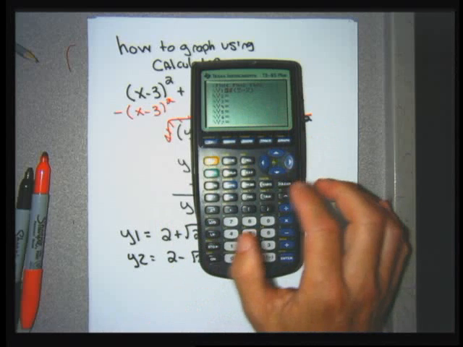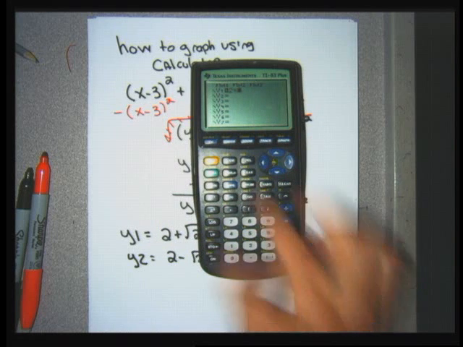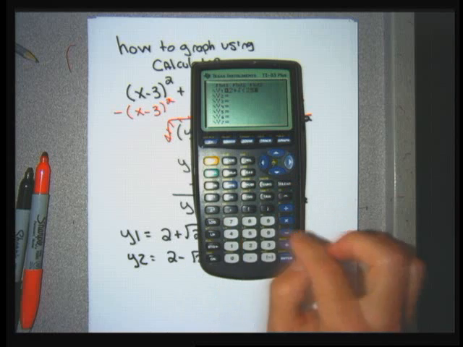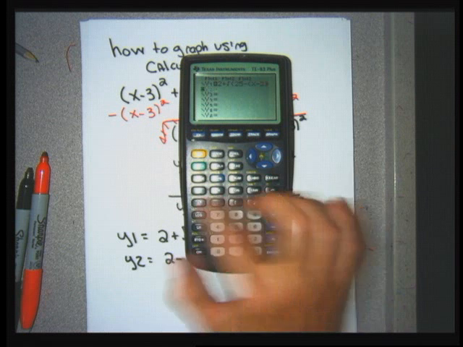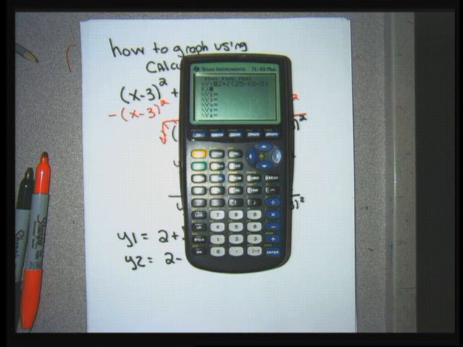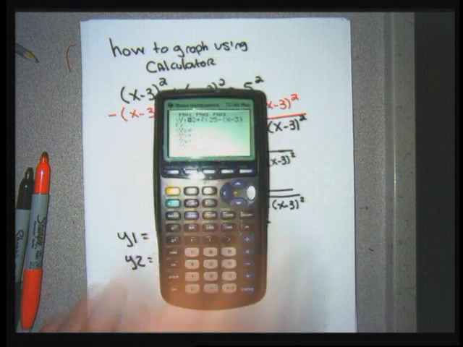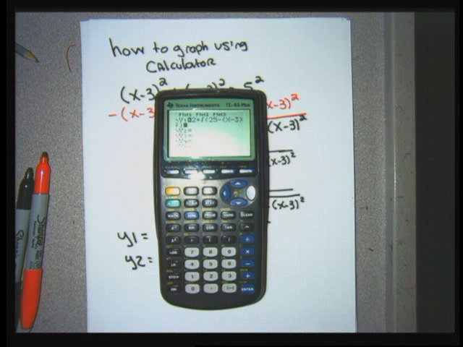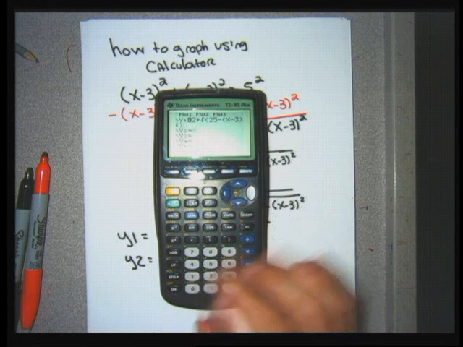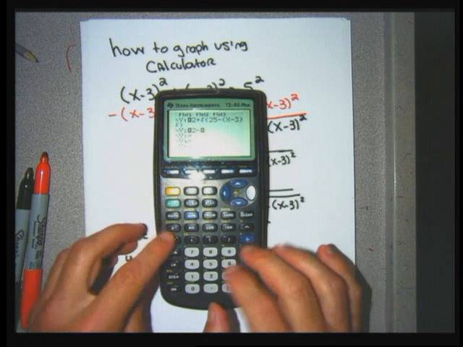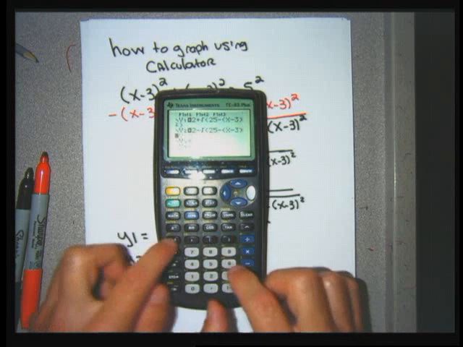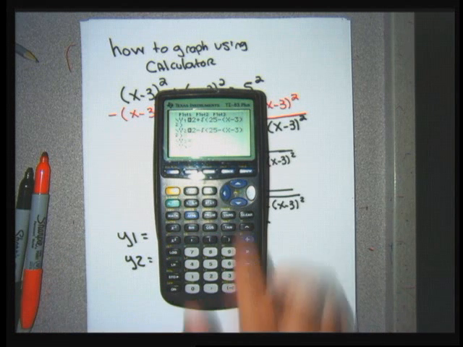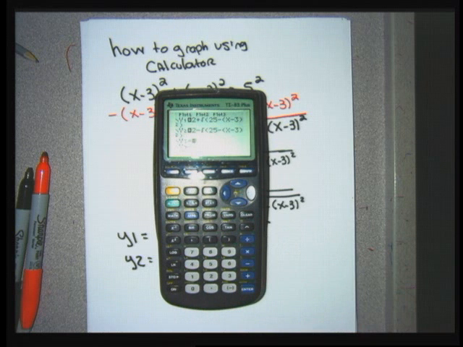So I'm going to hit my y equals button. I'm going to go 2 plus second square root of 25 minus (x minus 3) squared. I need a double parentheses here in that radical. So under the radical, there's 2 left parentheses and 2 right parentheses. And for the next one, I'm going to go 2 minus second square root 25 minus the quantity (x minus 3) squared. And again, for the y2, I also need, next to the radical, 2 left and 2 right parentheses.